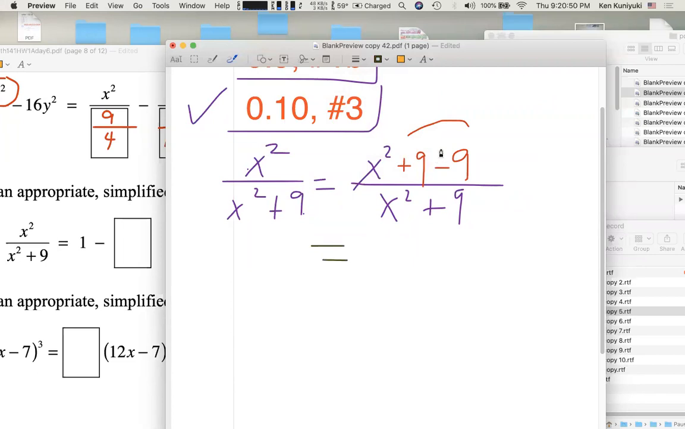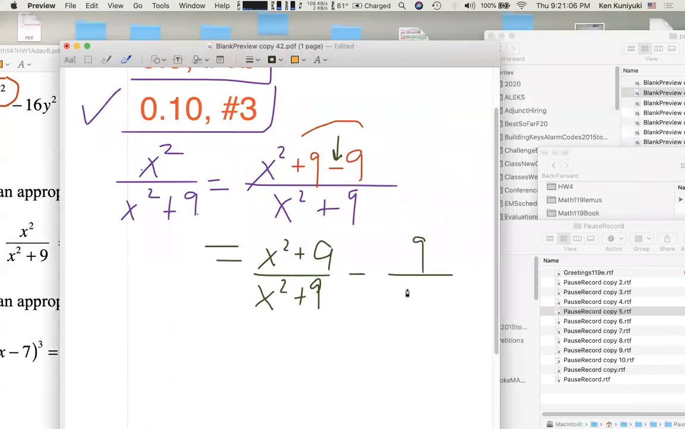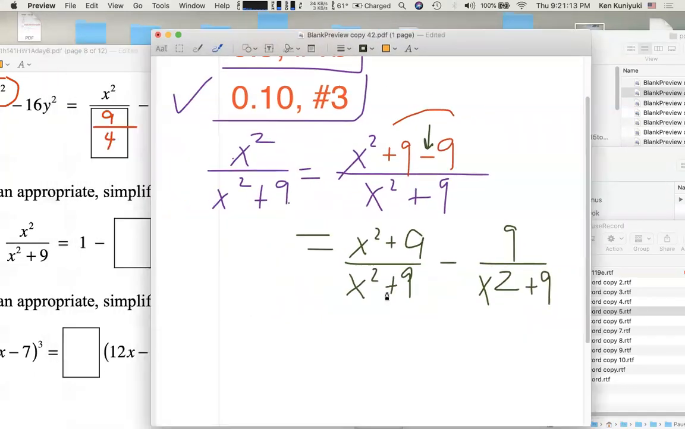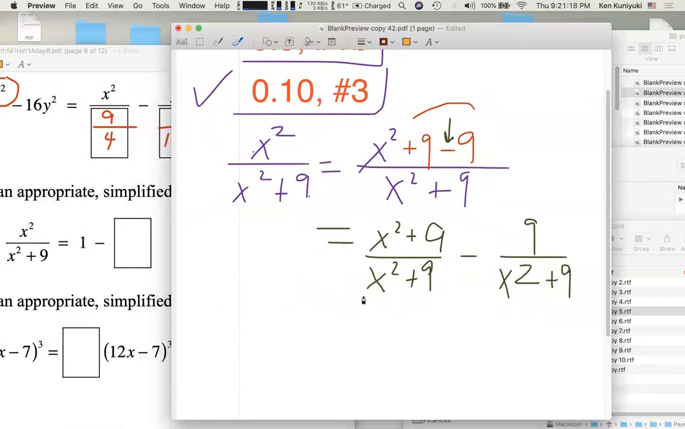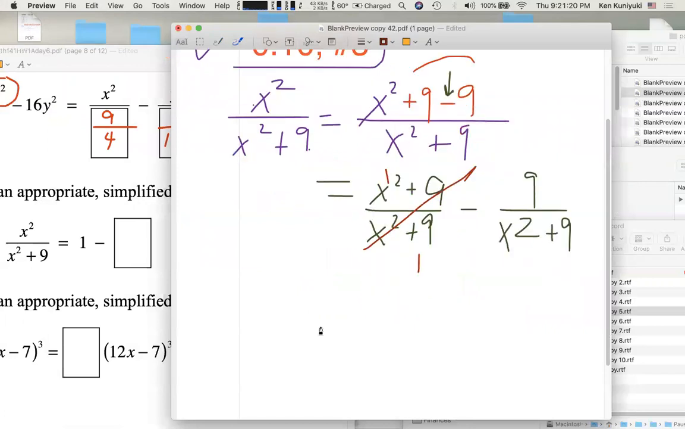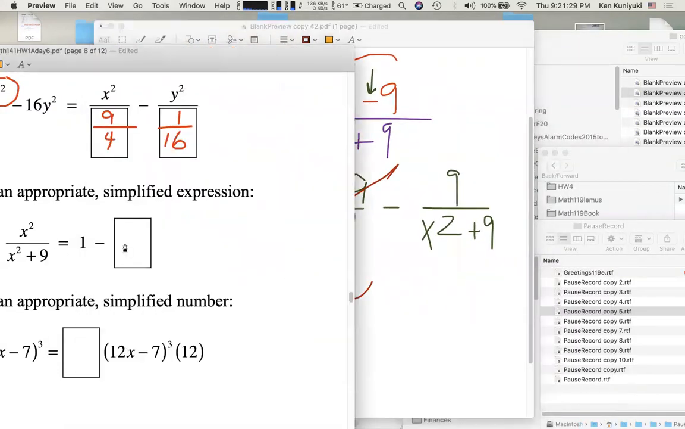I'm going to break up the fraction. I can break up the fraction at that minus sign. X squared plus 9 over x squared plus 9. That's a big old minus sign. And we have 9 over x squared plus 9. What's x squared plus 9 divided by itself? That's 1. That's where a 1 comes from, right? That's where a 1 comes from. Minus this over here.